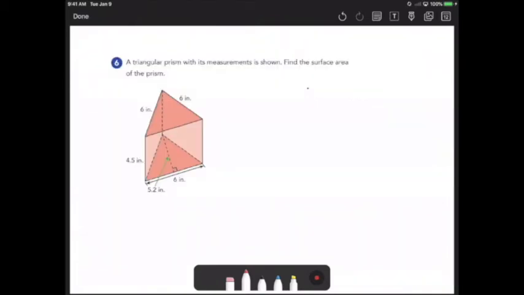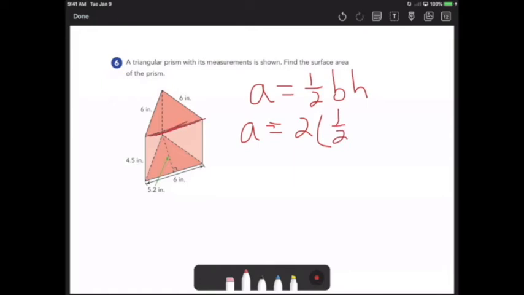Okay, boys and girls, so we're going to do the first one together. I look at this, it's an equilateral triangular prism. I'm going to write the formula for a triangle. Area equals 1/2 base times height. However, because it's a prism, we have two bases. So what I'm really going to do is area equals 2, because there's two triangles, times 1/2. The base is right here, which is 6, times the height, which they give us right here, 5.2.